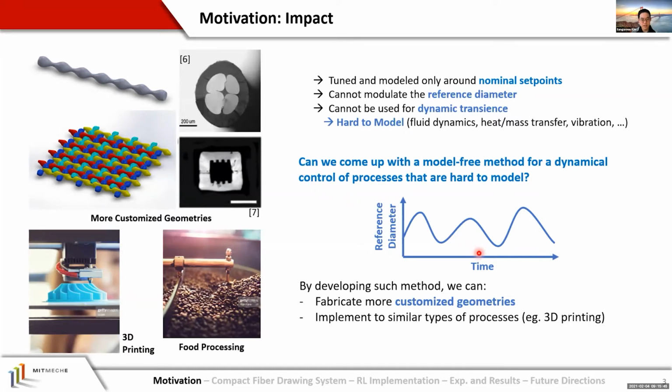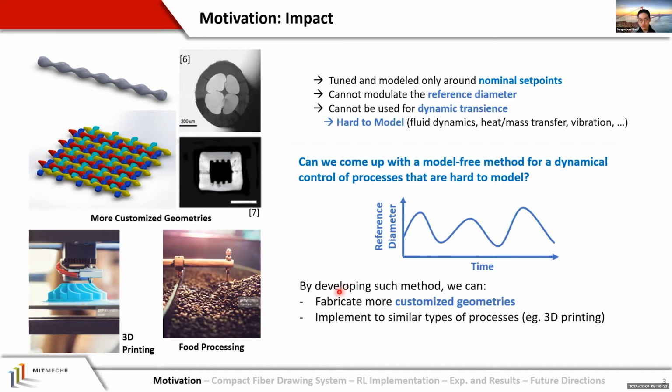For example, let's say that we want to regulate the fiber diameter to track this varying reference diameter trajectory. If we use PID control, it will result in some delays and overshoots. Also, the model-based controllers that were mentioned before are not applicable since they are only modeled around a fixed set point. So is there any other way that we can regulate this varying fiber diameter while not requiring any process model? If we can come up with this method, there are several advantages.